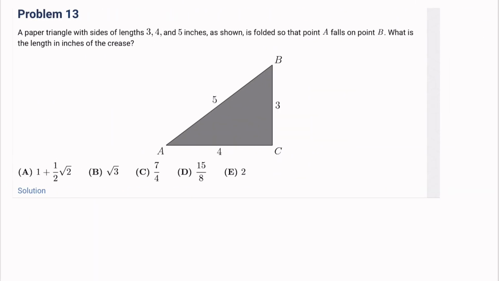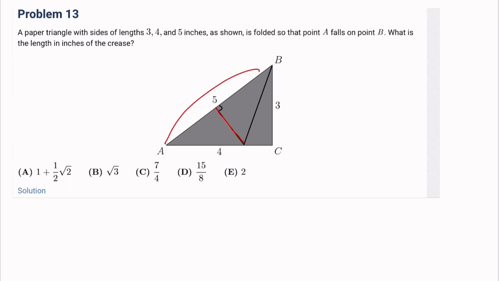Number 13, a paper triangle with sides of length 3, 4, and 5 inches as shown is folded so that point A falls on point B. What is the length in inches of the crease? Okay, so it's folded like this, right? And so if we draw a line from B to whatever point that looks like it's going to be folded on AC, and then we put a line like that, that would be 90 degrees, right? And so this and this would be the same, and these two would be the same, and we want the length of the crease, so we want this length, right?